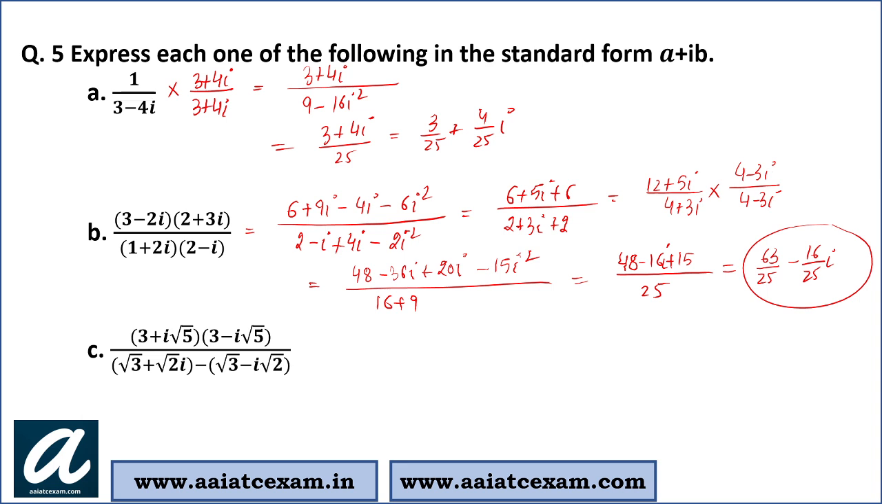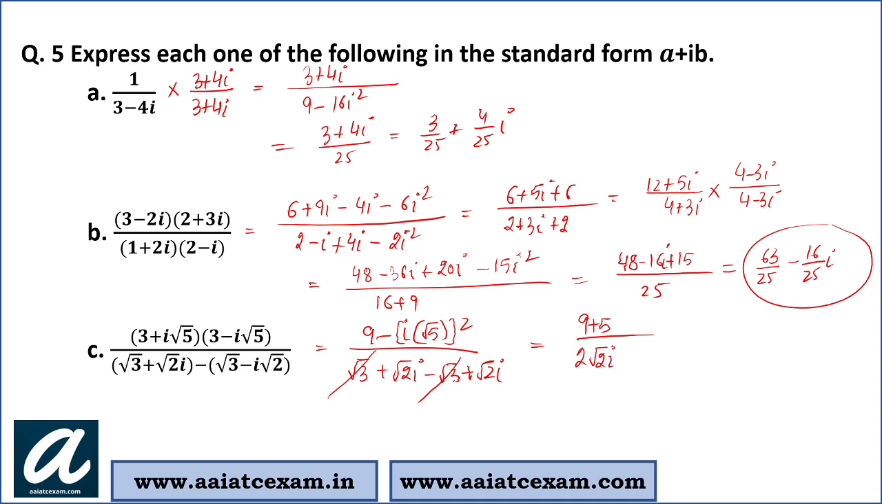Next question. In the numerator you will have a plus b into a minus b, which will become a square minus iota under root 5 whole square, by, in the denominator, just subtract these two numbers: under root 3 plus under root 2 iota minus under root 3 plus under root 2 iota. So you'll write 9 plus 5, since iota square is minus 1, by under root 3 cancels out, 2 under root 2 iota. So this is 14 divided by 2 root 2 iota, students.